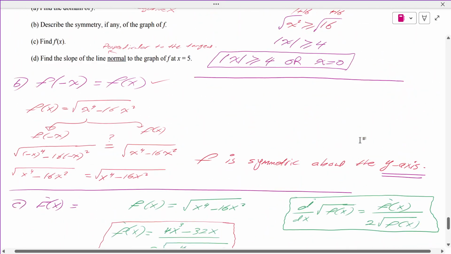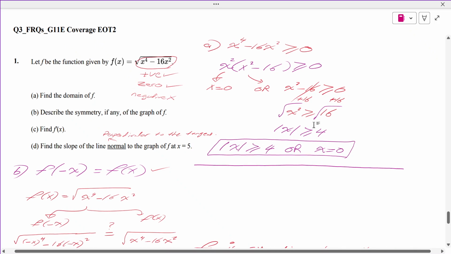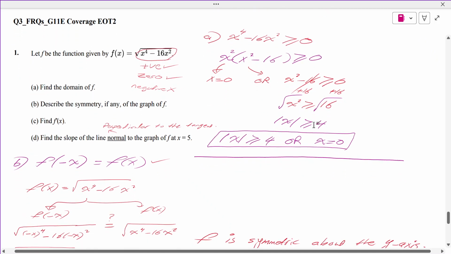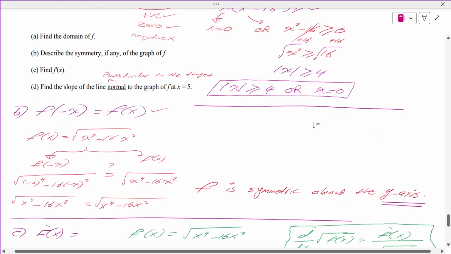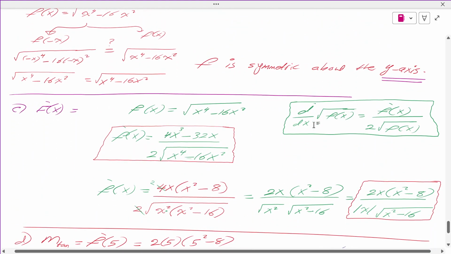That's it for question 1. It's an important question, so please pay attention to these little details when solving the question on your own again. Good luck.